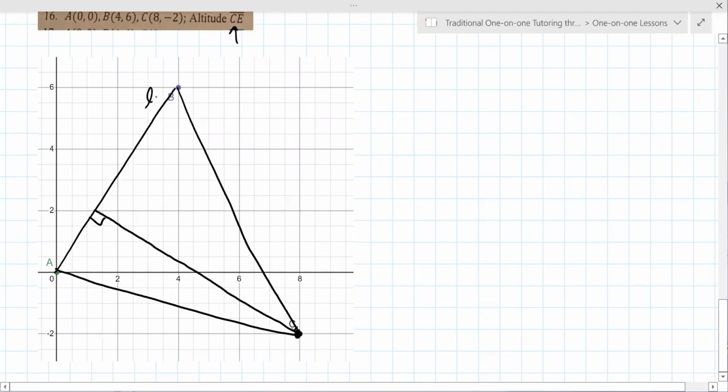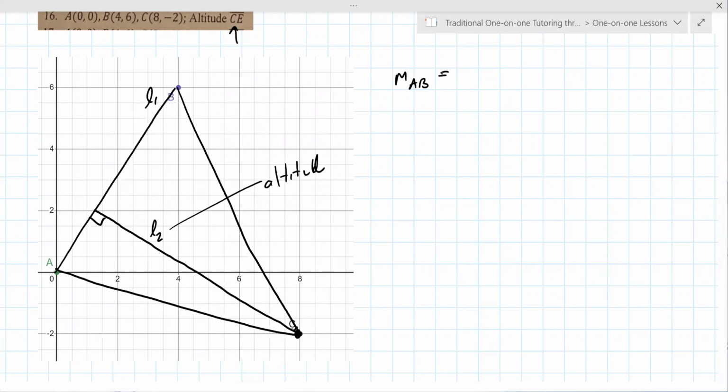Maybe in your class they're like line 1 and line 2. Line 2 is your altitude, but we start with line 1. You need the slope from A to B. Okay. All right. So can you tell me the slope from A to B? Can you calculate it? It's 6 over 4, 3 over 2.